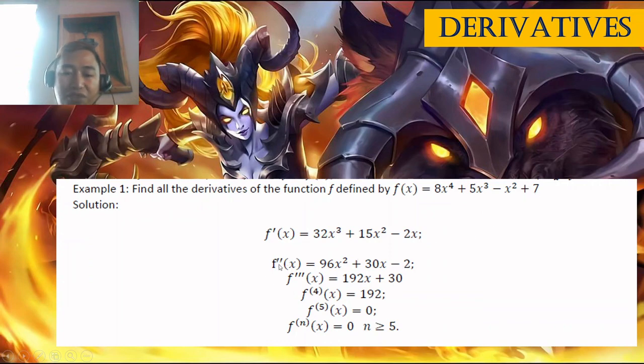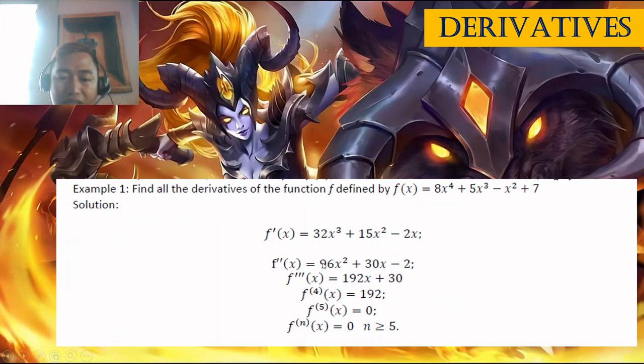Next, f double prime of x. We differentiate the first derivative. 3 times 32 is 96, x squared. Then 2 times 15 is 30x. Then minus 2. Whenever the term is beside an x, the x disappears. Next, f triple prime of x.